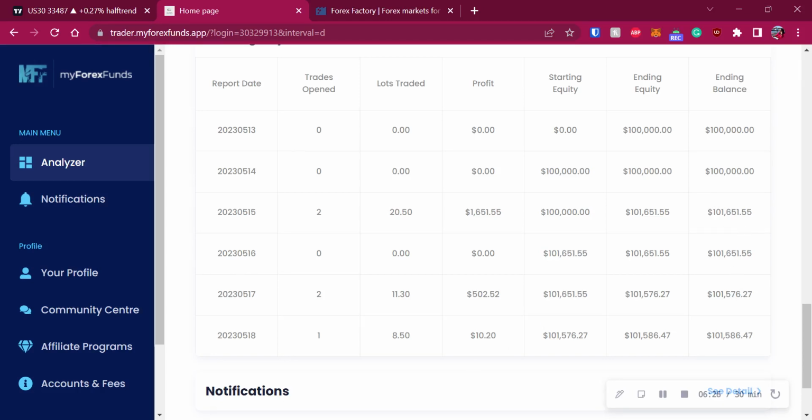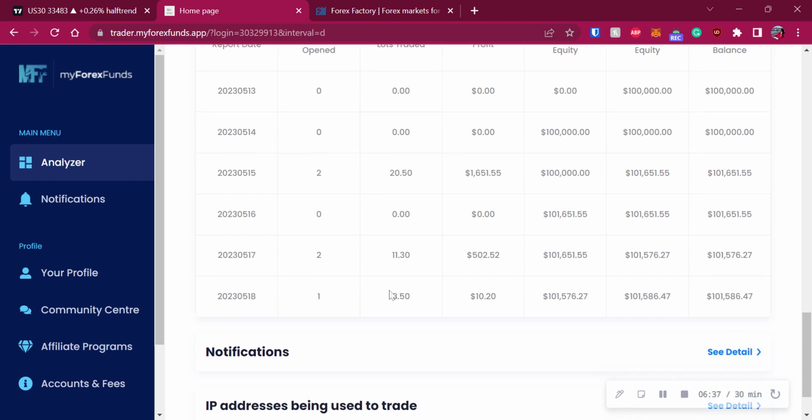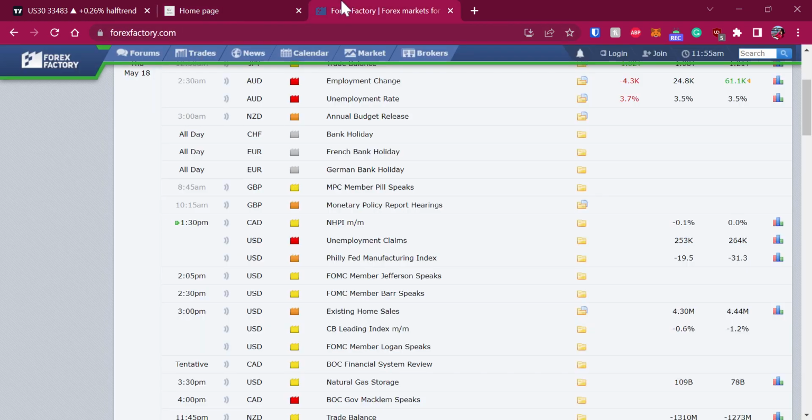But anyway, you guys can see my balance in the first day was 1,651, and then here is 1,576. So $75-ish negative. Okay. And then this is today's one, which I'm going to show you guys the trade that I took.